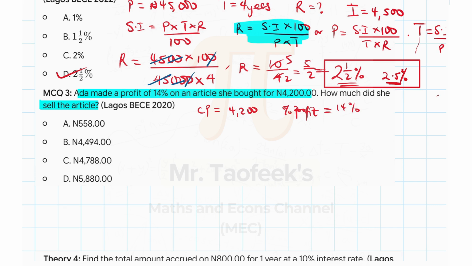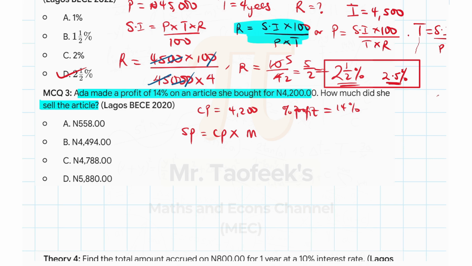So percentage profit is just the same thing as percentage increase. The original price is the cost price, which is 4,200 naira. She now wants to get, we want to work out the selling price. So the selling price is basically going to be the cost price times, remember the percentage questions we solved earlier, we already learned how to deal with a multiplier. So you can multiply 14% by 4,200 and then add the answer to 4,200.